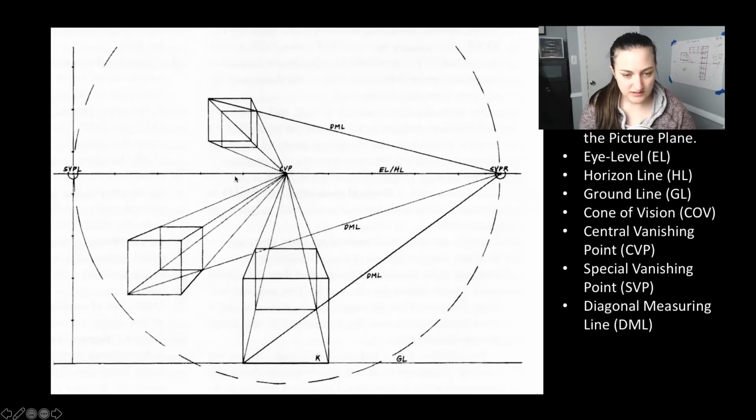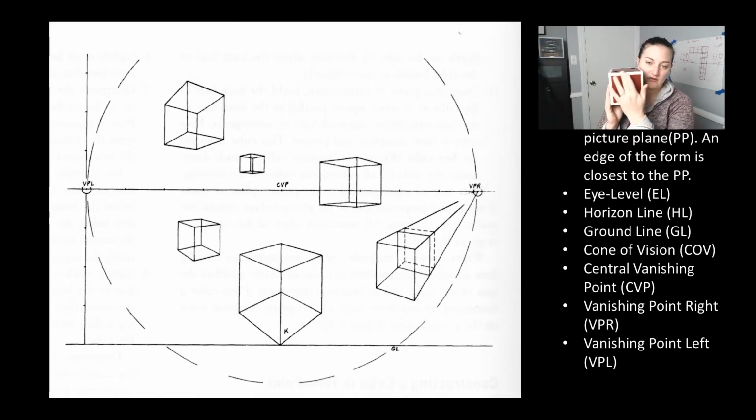Hello, drawing students. This is a continuation of our perspective lecture, and we're going to talk about 2-point perspective to get ready for Wednesday. So, this picture should look familiar to you. In 1-point perspective, we were looking at this directly. Now we're no longer doing that. We are looking at it on an angle.